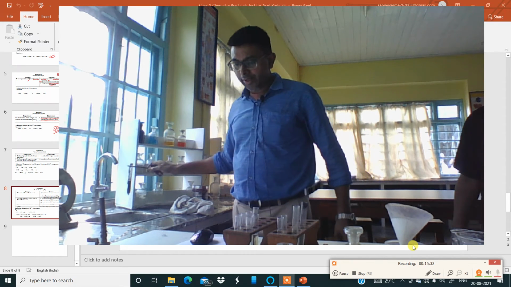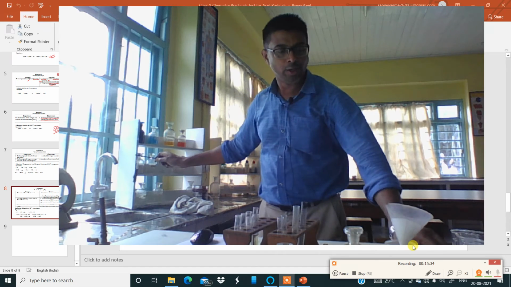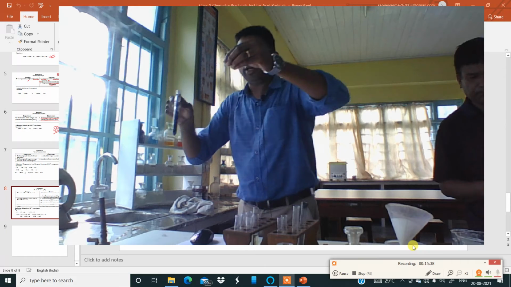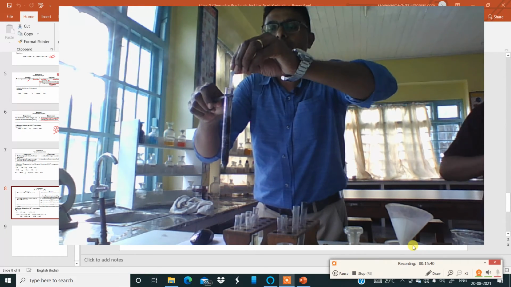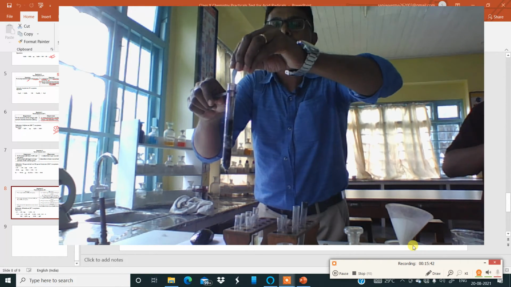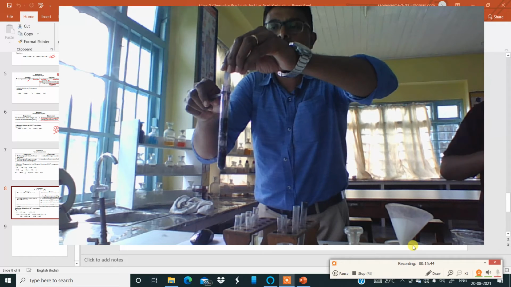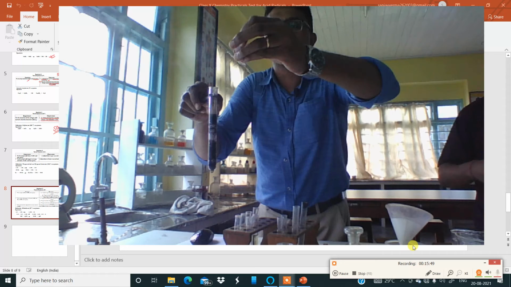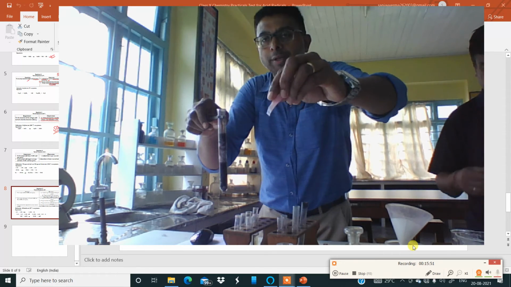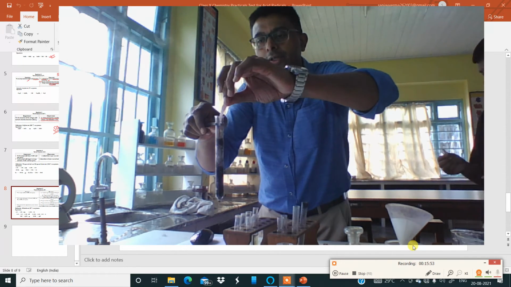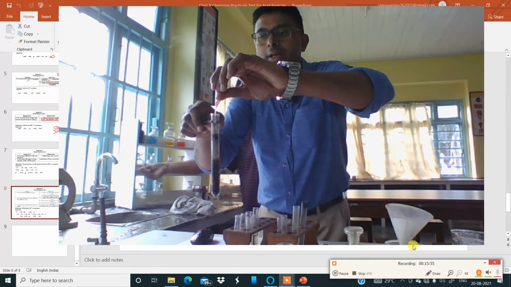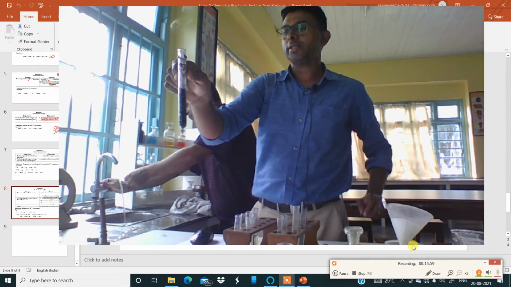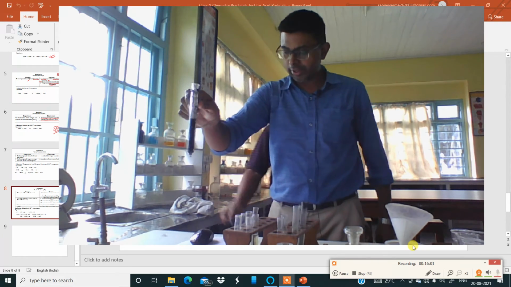Now if I bring a blue litmus paper near the gas as it comes out, it will turn red. See, it is turning red, and after some time the red color will become white. It will bleach it and remove the color. See, the color has become bleached, whitish. So the gas is chlorine gas. It is not a good gas to inhale.